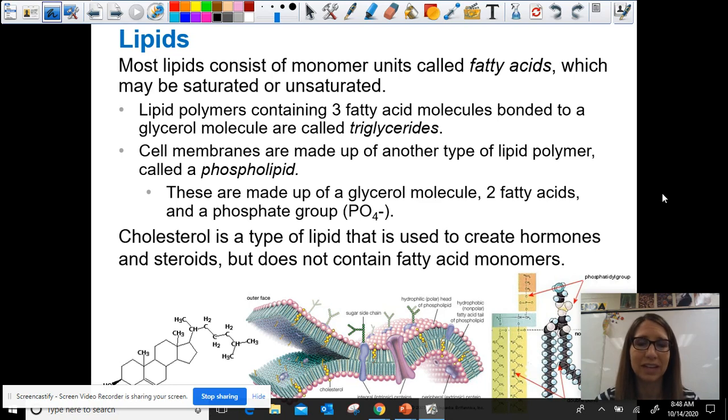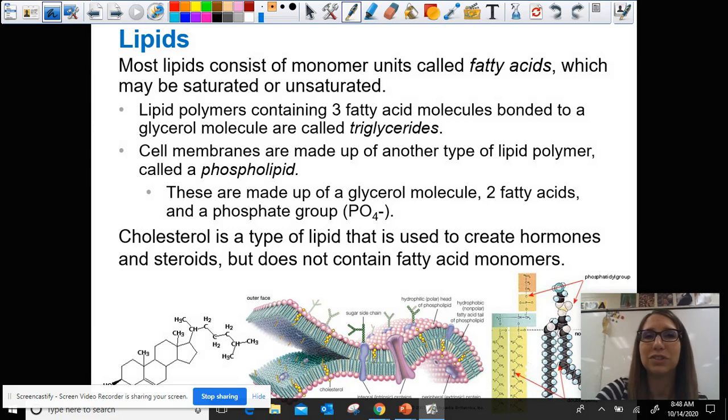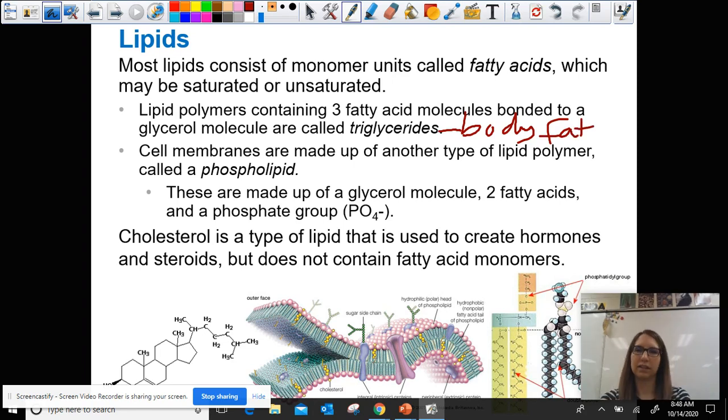Lipid polymers that contain 3 fatty acids bonded to a glycerol are called triglycerides, and this is again how we store fat in our bodies. So this is body fat in humans or in animals, which sounds like it's fun to write down, right? Body fat. So that's the way that we store energy long term. All right, and that's the purpose there.